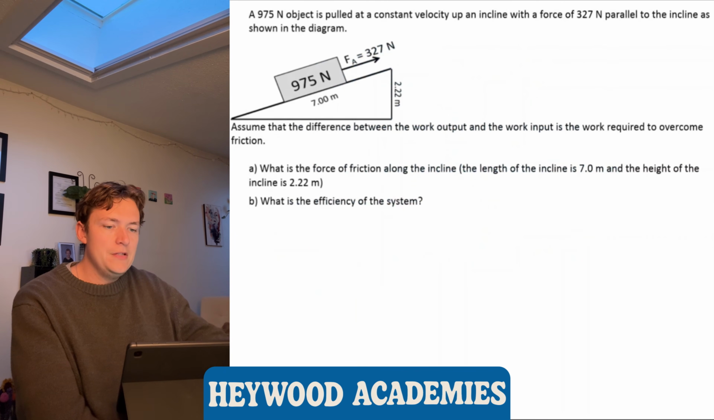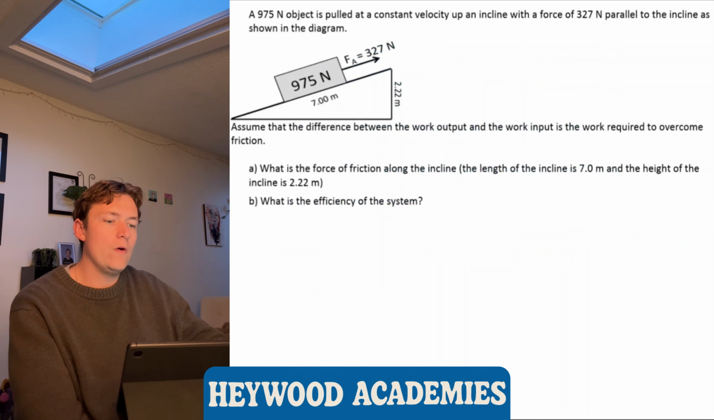A 975 newton object is pulled at a constant velocity up an incline with a force of 327 newtons parallel to the incline, as shown in the diagram. Assume that the difference between the work output and the work input is the work required to overcome friction. What is the force of friction along the incline? The length of the incline is 7, and the height of the incline is 2.22.